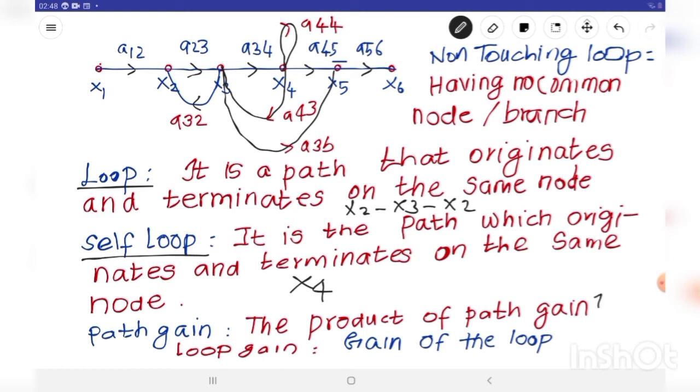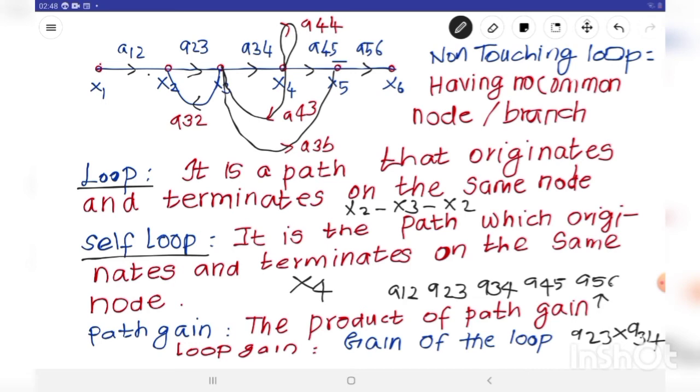So the forward path gain for the first path is A12 into A23 into A34 into A45 into A56. So this is the forward path gain. And next, gain of the loop. For example, consider the loop x2, x3 and x2. So what is the gain? Gain is A23 into A34. So multiply the gains in the corresponding path.